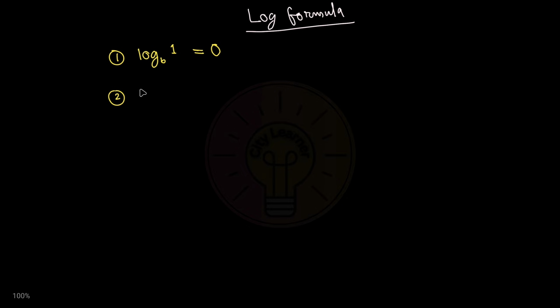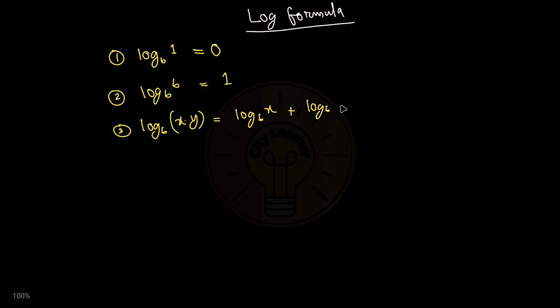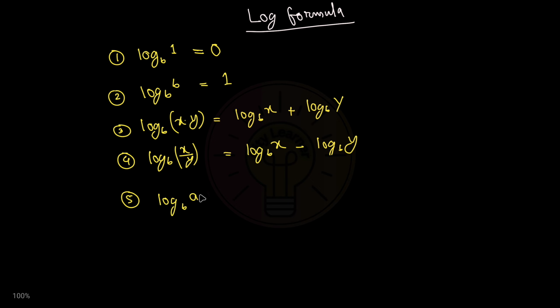Now coming to the logarithm formula. In the logarithm formula, first one is log to any base of 1 is equal to 0. Log of the base to the base is equal to 1. log(x × y) = log x + log y. log(x / y) = log x − log y. log of a^x is equal to x × log a.